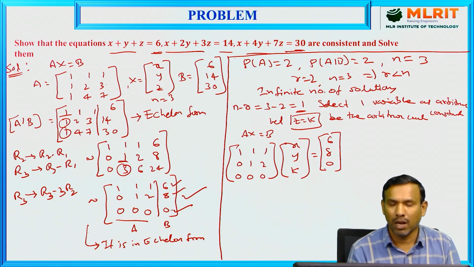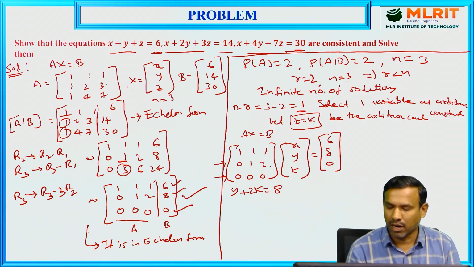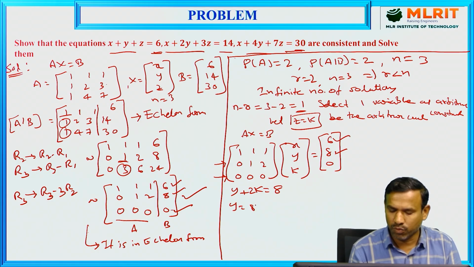Now multiply. Like back substitution, you can go. Third row 0, 0, 0 is of no use. Second row: 0 into X is 0, 1 into Y is Y, plus 2 into K is 2K. So Y plus 2K is equal to 8, the second row. The first row is equal to 6. So Y is equal to 8 minus 2K.